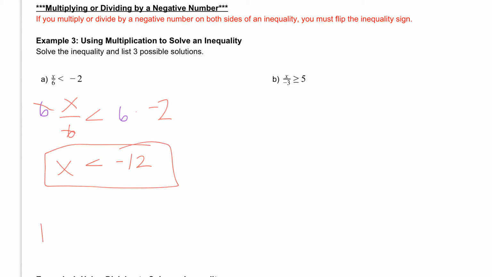If I list some possible solutions, numbers smaller than negative 12 would be something like negative 13, negative 14, and negative 15.